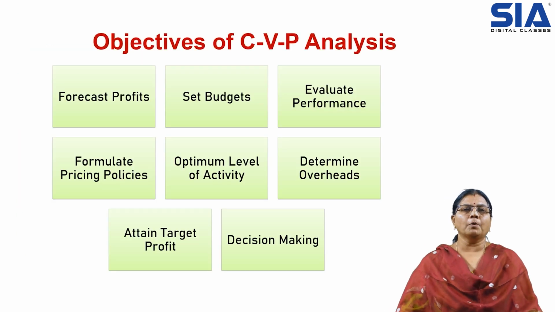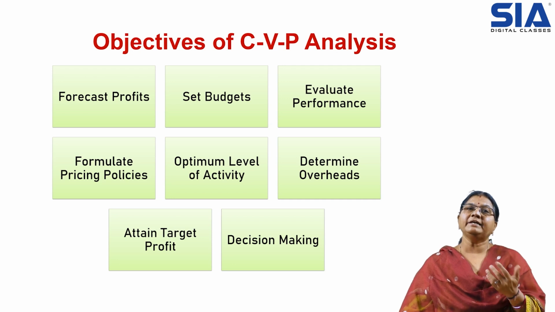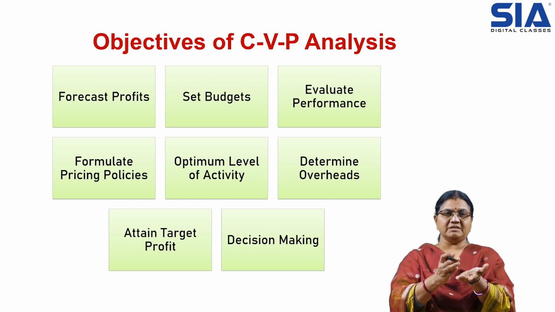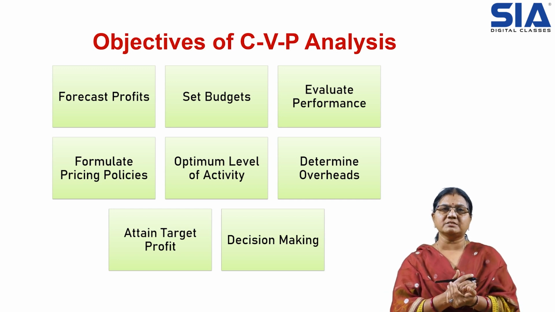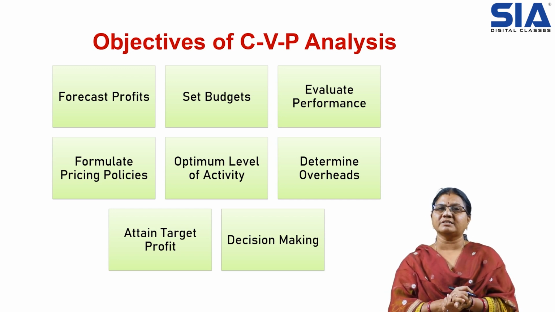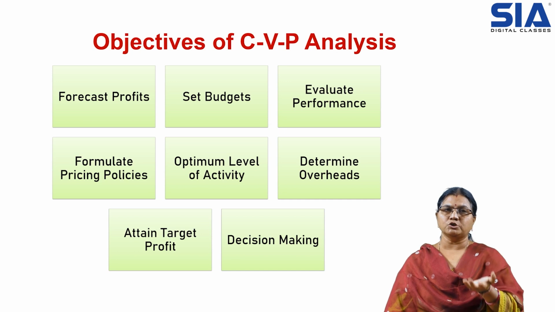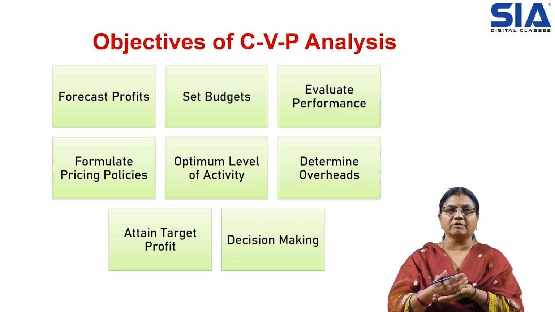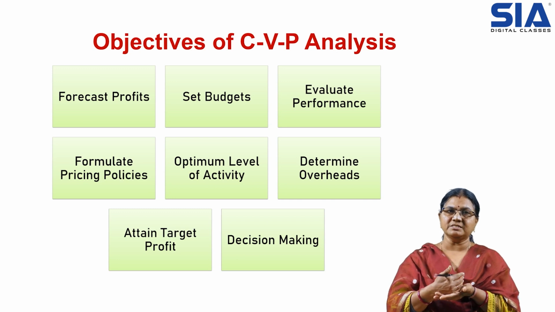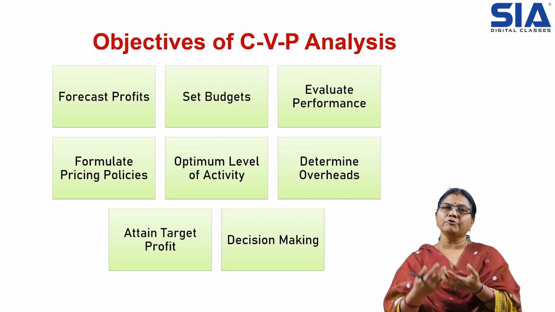Then coming to the objectives of CVP analysis. Objectives means the aims, the intentions. What exactly the CVP analysis requires, its intents. That is forecasting the profits, which is very important. CVP analysis will help us in forecasting the profits, that is how much profit we are going to earn. We can analyze depending on our materials and the availability of conditions, and predict what the future profits can be.